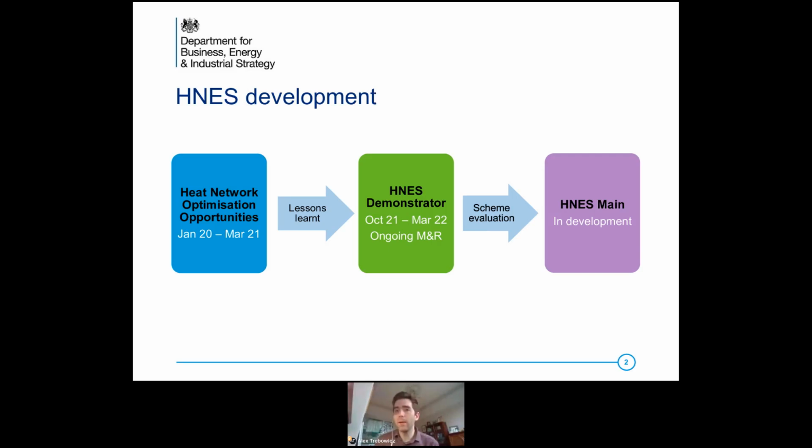We took some of the learning from that and considered, could we take the next stage of work one step further and offer financial support for projects to actually deliver those works that have been identified? Through that, we developed the HNES demonstrator, which ran from October last year until March. My presentation will mainly cover this phase of the scheme development. We're currently in delivery of that, and the learning and evaluation is feeding into development of the Heat Network Efficiency Scheme main, which is going to be a multi-year 30 million capital scheme.